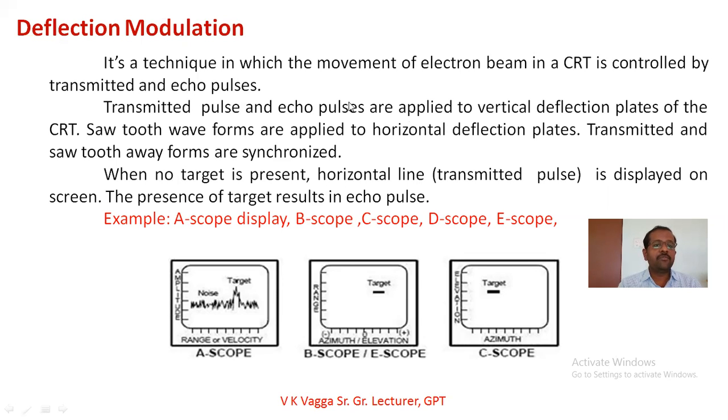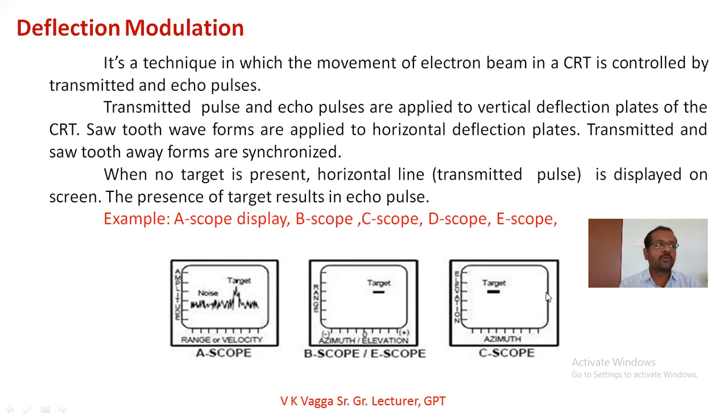If you apply the transmitted pulse and the echo pulse to the vertical deflection plates, and the sawtooth to the horizontal deflection plates, after applying the signals in this way, it can give you the information about the target on the display, and it is going to be visible in this way here. Any type of waveform like this, or any sine wave, etc., is going to be visible in this way.